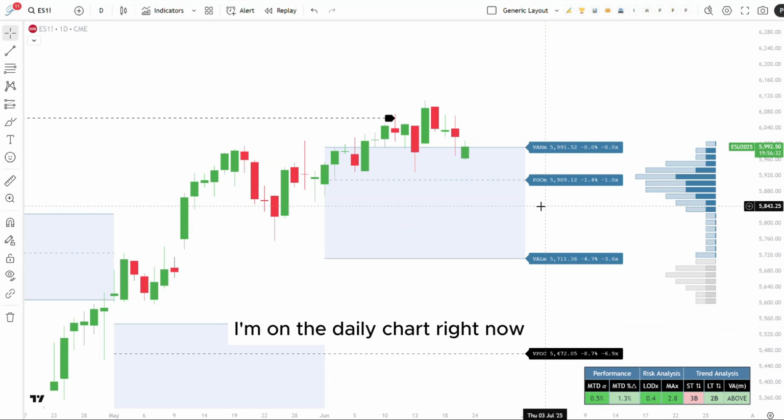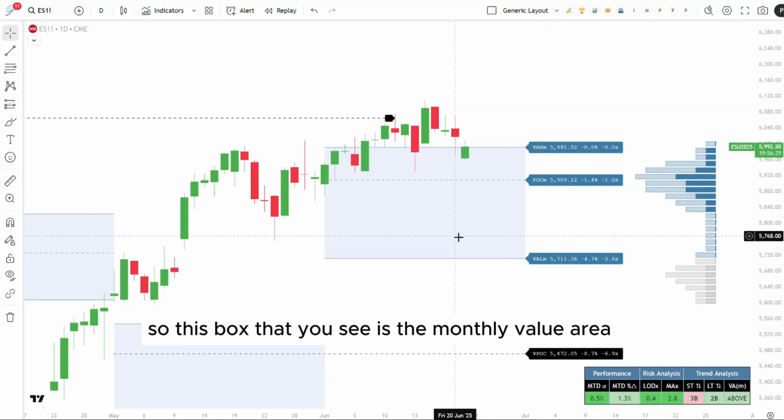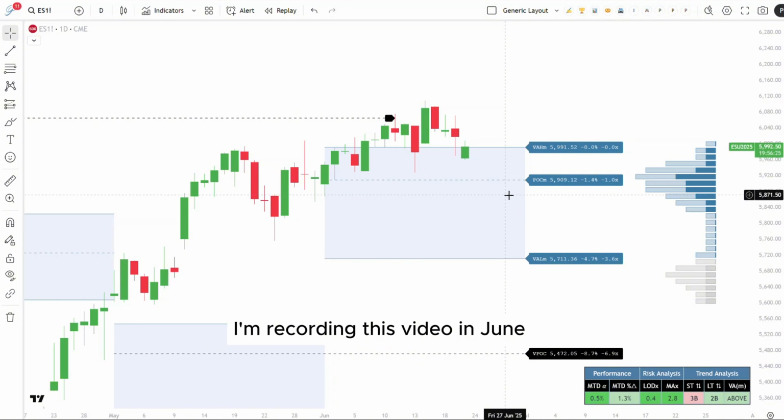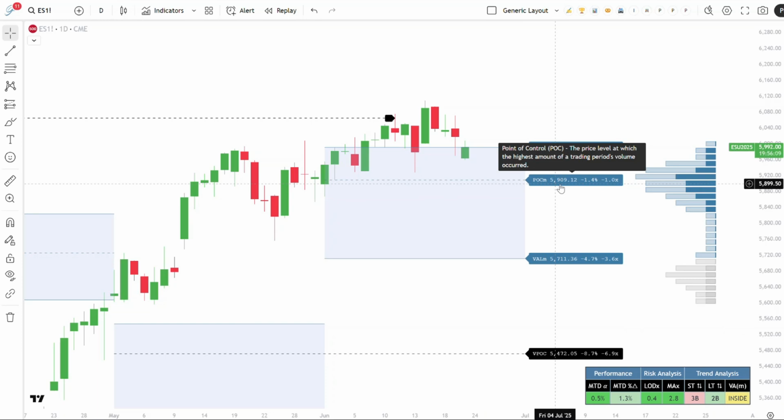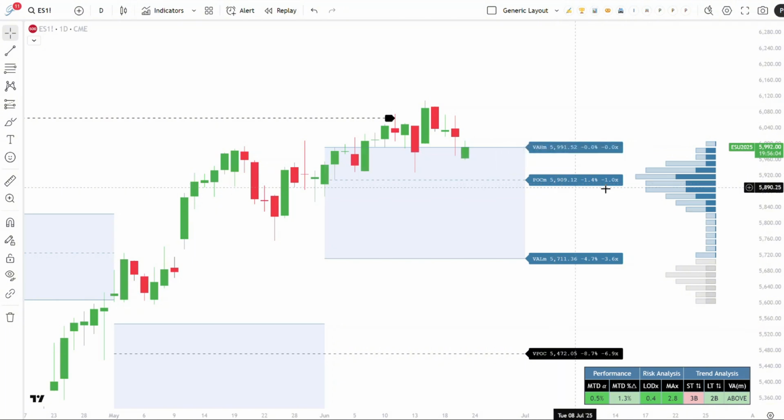I'm on the daily chart right now, so this box that you see is the monthly value area. I'm recording this video in June, so this monthly value area is generating a distribution of where 68 to 70% of the trading volume in May took place. This dotted line is that POC, the point of control, and it's showing us that this 5,909.12 level was the most highly traded level in May.